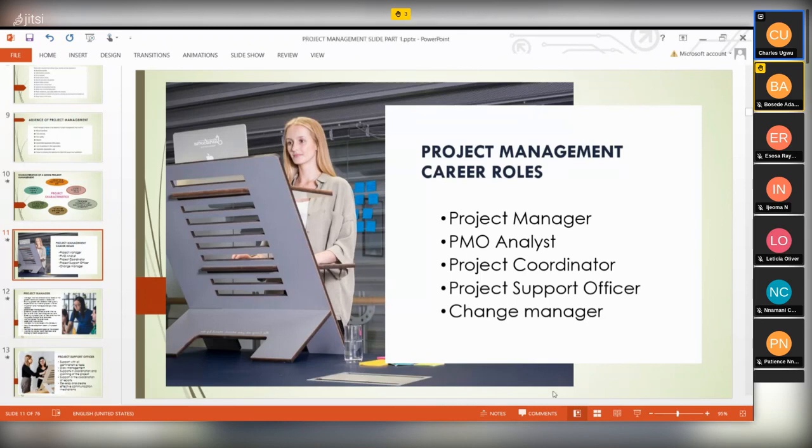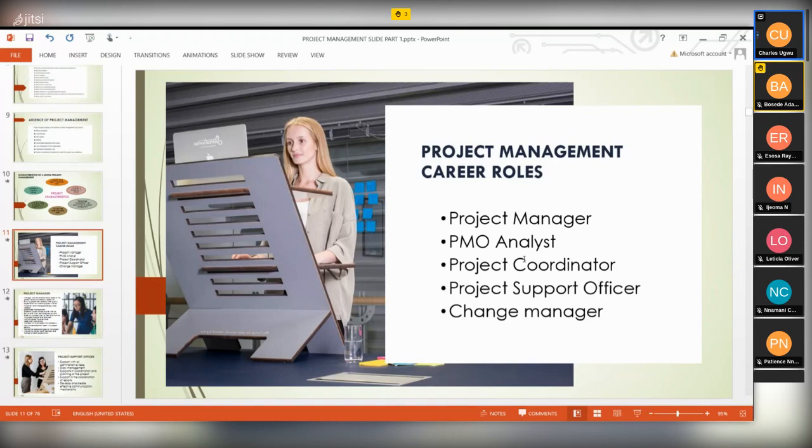What we'll be looking at now is the roles, project management roles. In project management, it's not only a project manager. You might think that once you've been trained in project management, you become a project manager, but there are so many roles in project management.